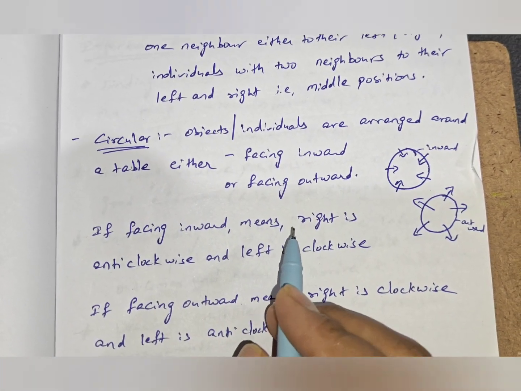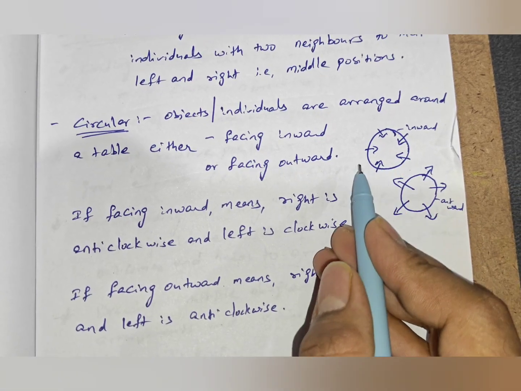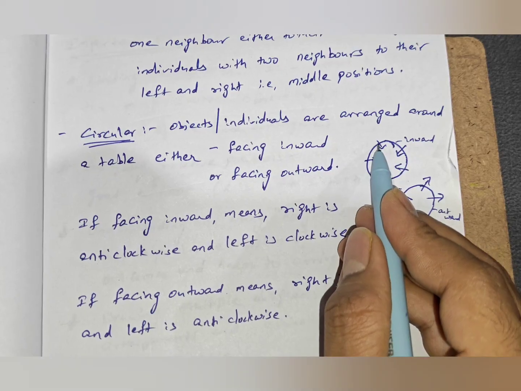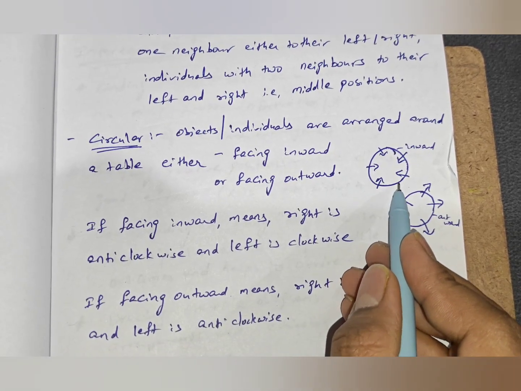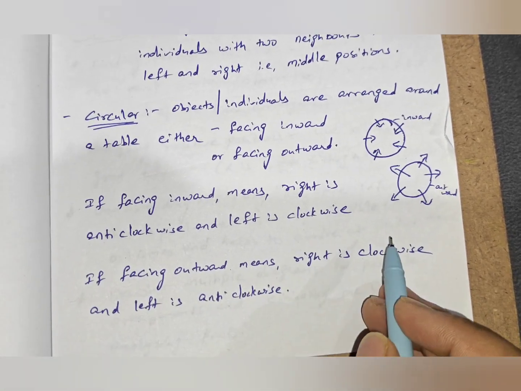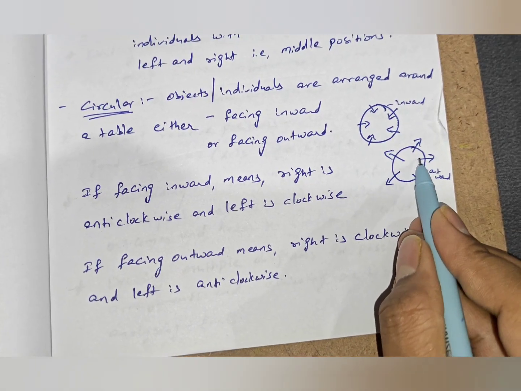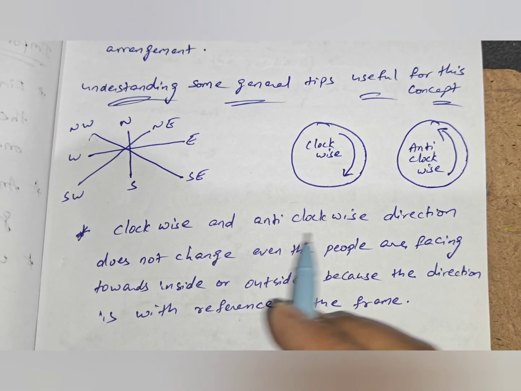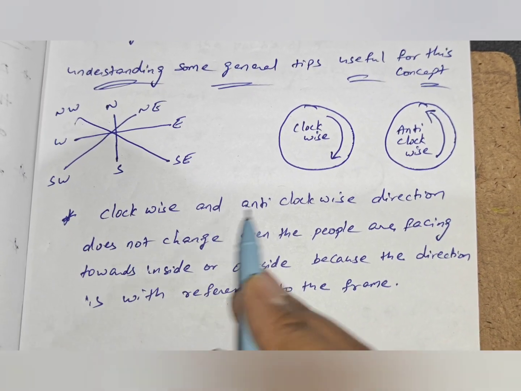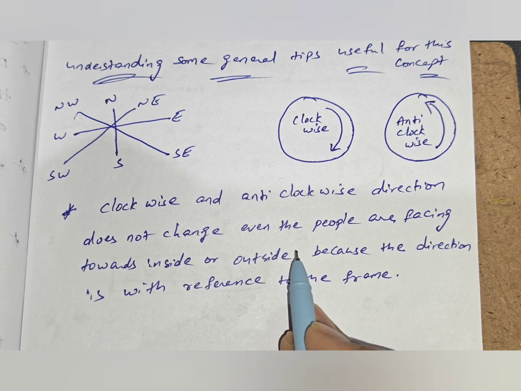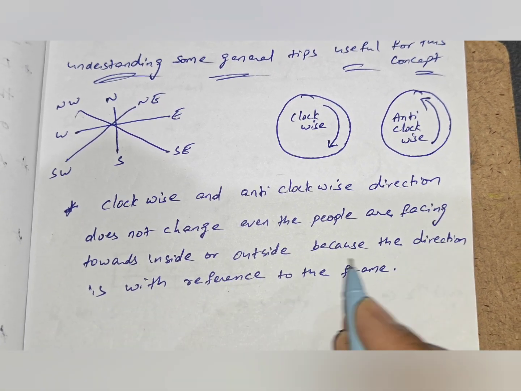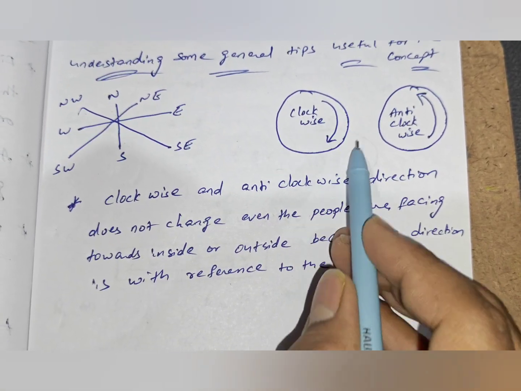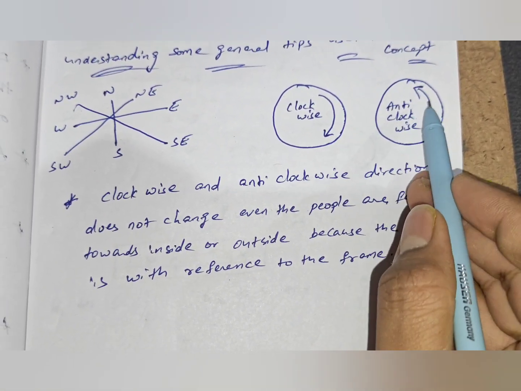If facing inwards, the right of the position is anti-clockwise. Say for example, if this person is facing towards this side, his right comes this way, so it is counterclockwise or anti-clockwise direction. And if facing outwards, the right is clockwise, like if he is facing outside, then his right is clockwise. Here, just remember one thing. This clockwise and anti-clockwise direction does not change even if the people are facing outside or inside, because the direction is with reference to the frame and not with reference to the person. Just remember this in mind.